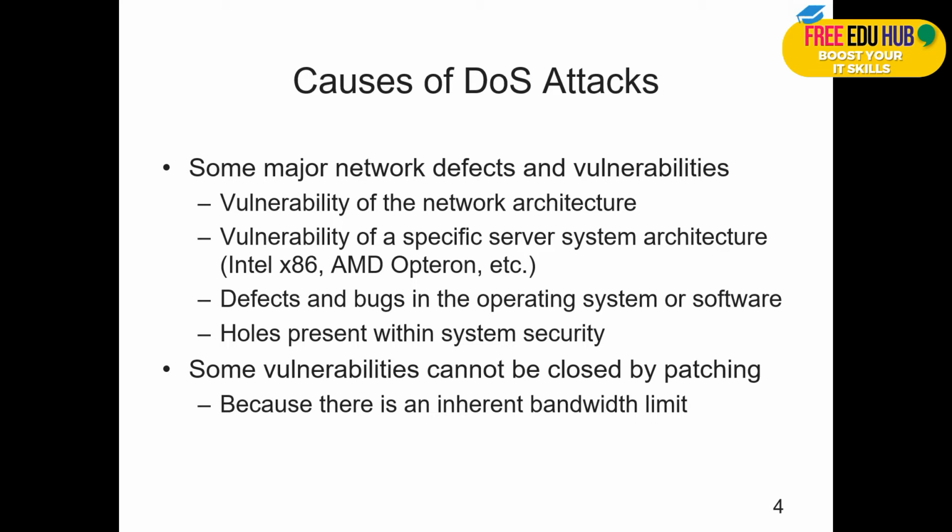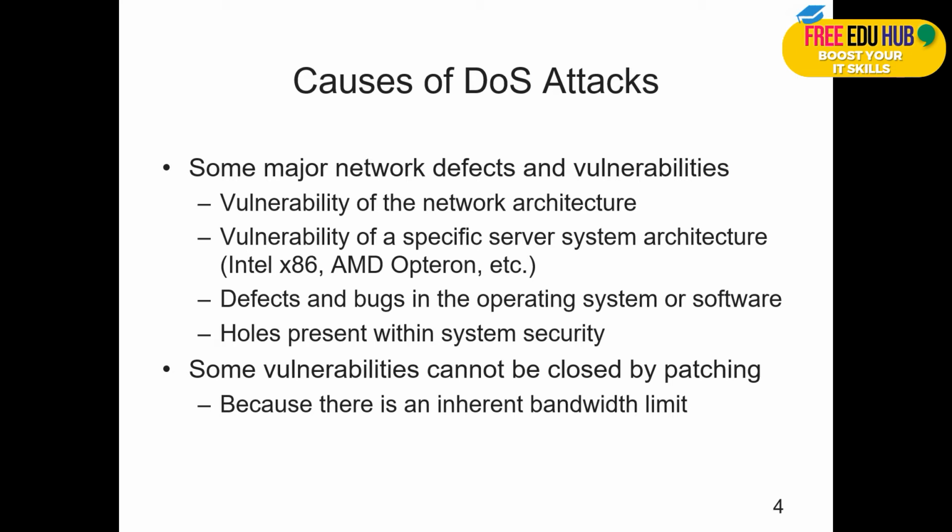Now, first of all, the network architecture, vulnerability of a specific server or the system architecture. If we talk about the network architecture, there could be lots of reasons. There could be VLANs which are viewable by the other VLANs. Maybe the people connected on one VLAN can search the people on the others. Maybe there are no access control lists and so on.